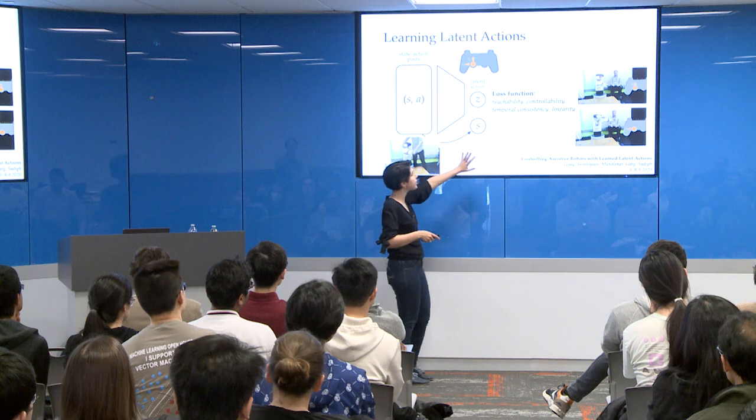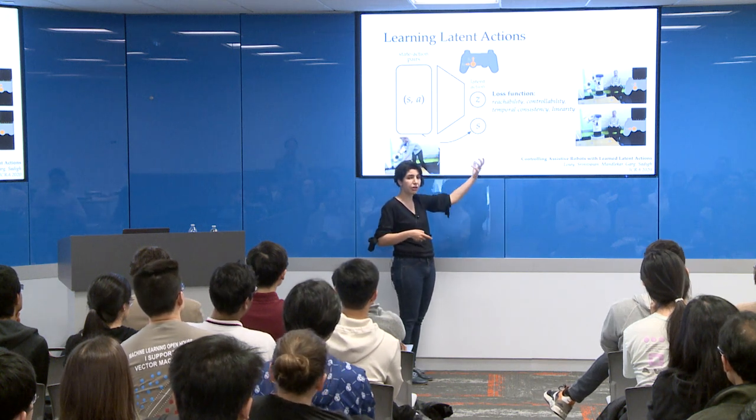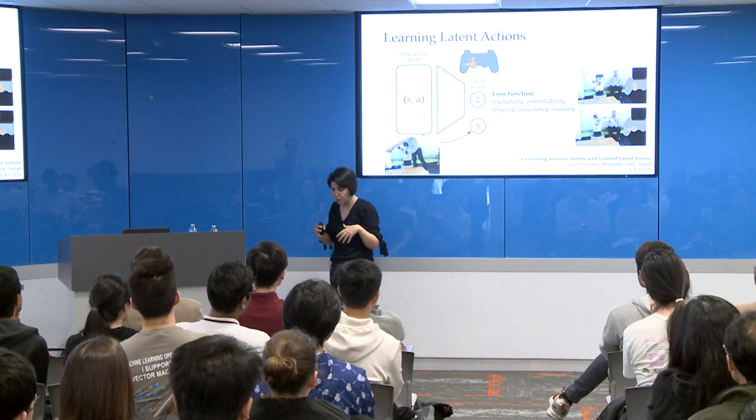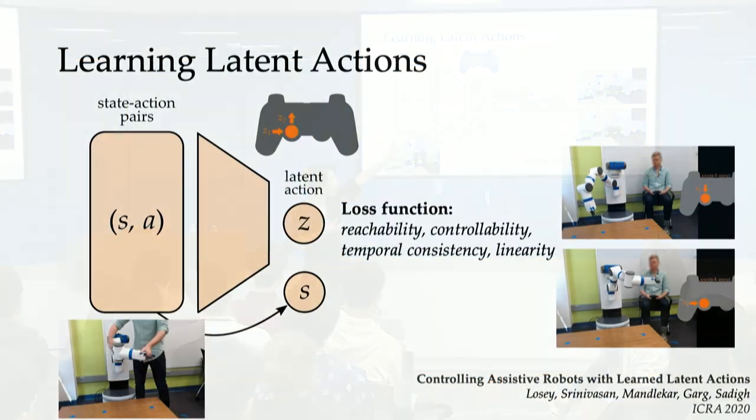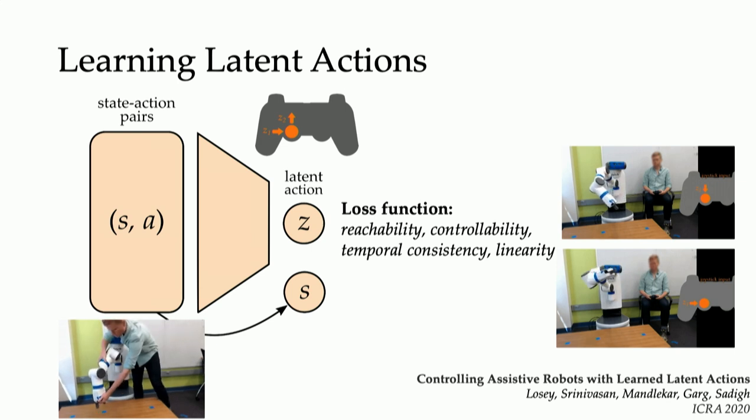I'm skipping some details here, but when we are training this autoencoder architecture, there are a number of objectives and loss functions that we would like to have. Specifically, we would like this action space to satisfy the usual control properties that we are interested in. I would like this lower dimensional latent action to satisfy things like reachability, controllability, linearity, temporal consistency.